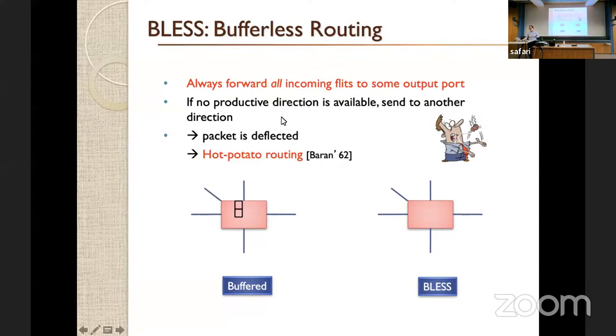Okay, so we already discussed deflection routing very quickly again. If no productive direction is available, send a packet to another direction that it doesn't want to go to. And we said that this was actually a very old idea. Basically, two packets want to go through the same port. In the buffered on-chip network, one of them gets the output port and the other gets buffered. But in BLESS, one of them takes the output port and gets prioritized, and the other one gets deflected somewhere else. And eventually, hopefully, it comes back.